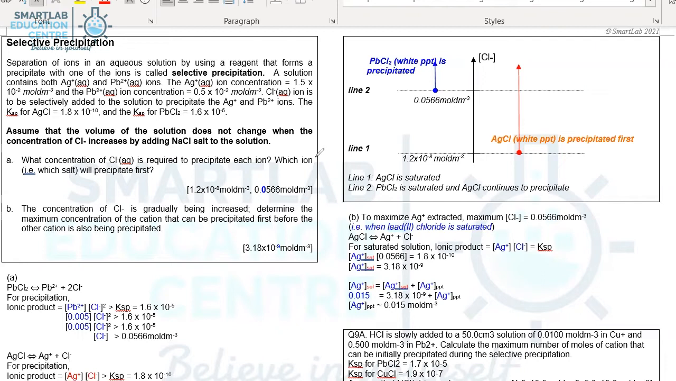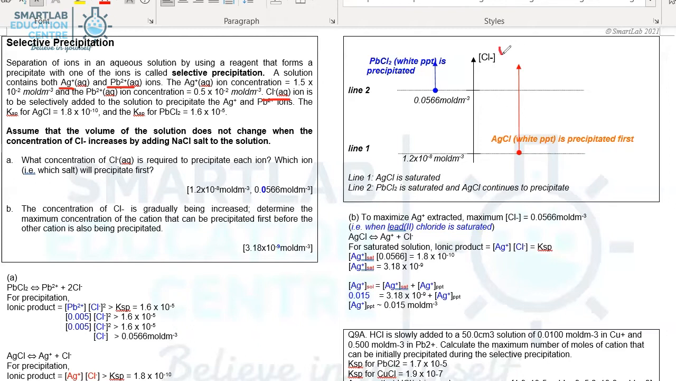In this example we're going to run through, we're looking at two cations in the solution, Ag+ and Pb2+. And we will be adding Cl- to precipitate silver chloride and lead(II) chloride. The technique to solve such a question is to build a solubility ladder.